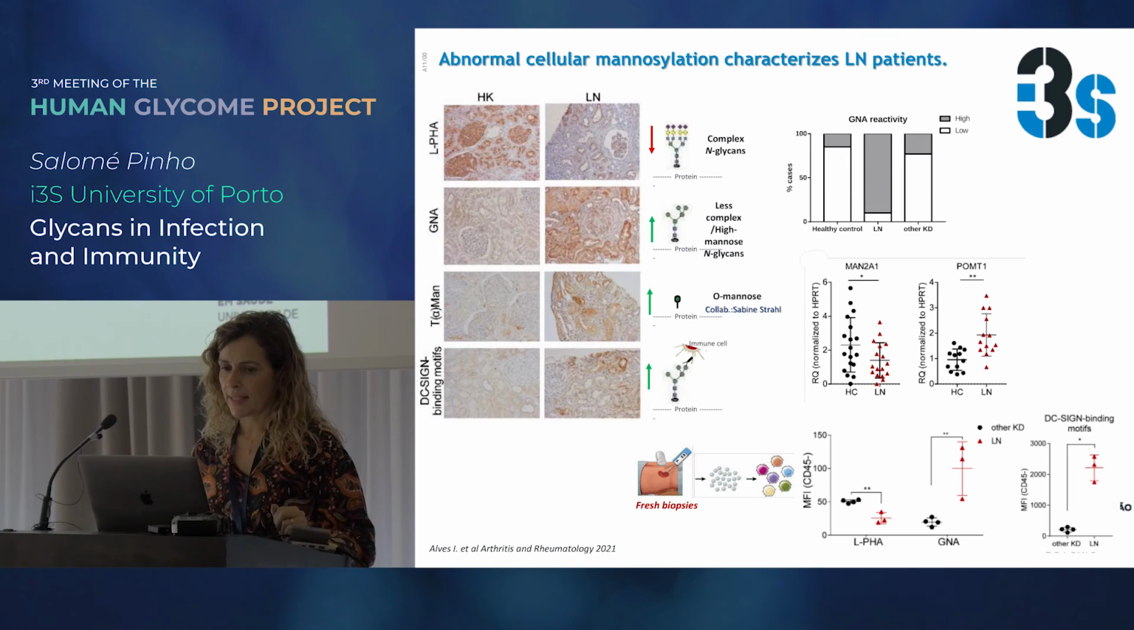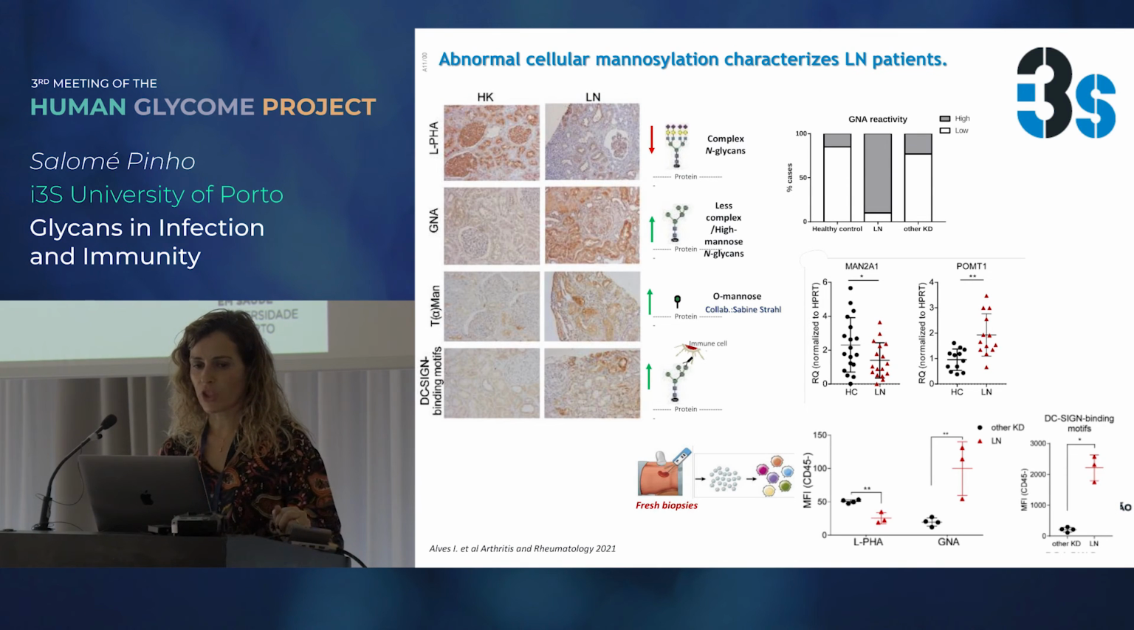So we validated this in situ. Actually, as you can appreciate, we observed this decrease in the levels of branched glycans in the kidney biopsies from the patients, an increase in mannosylation, not only in high mannose glycans, but also, in collaboration with Sabine Strahl from Heidelberg, an increase of O-mannose, taking advantage of this monoclonal antibody that specifically identifies O-mannose in serines and threonines.